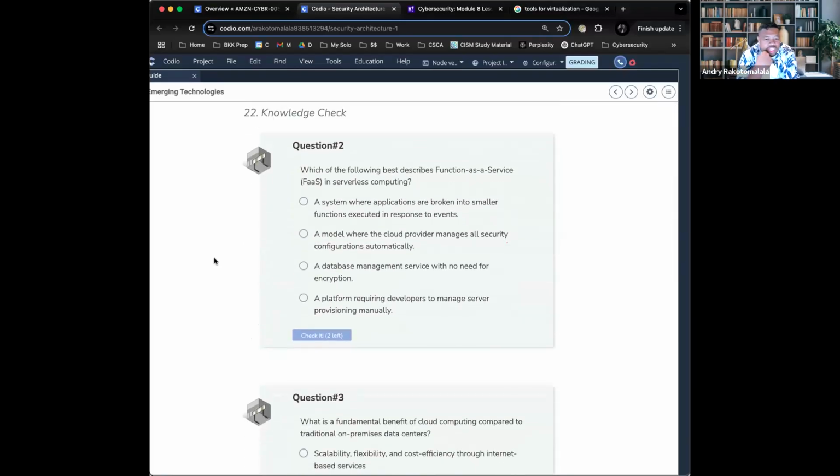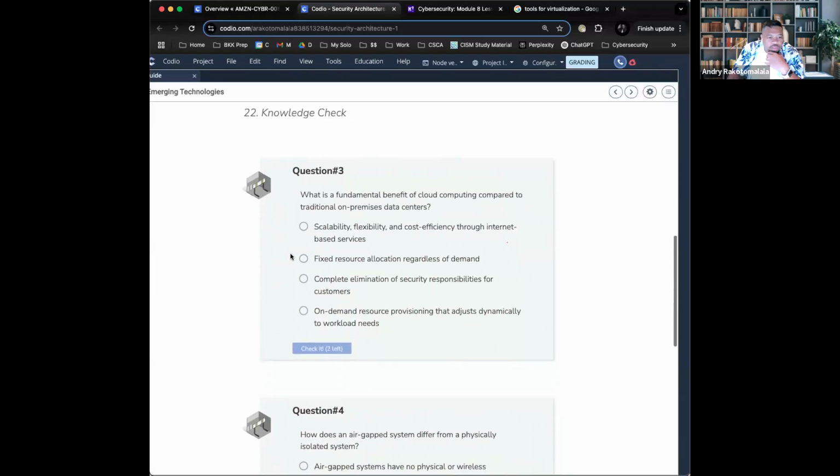Which of the following best describes function as a service in serverless computing? A, B, C, or D? A lot of people saying A again. That is correct. So when you use function as a service, you're essentially breaking them down into smaller functions that do a specific event or response. Well done. Question number 3.